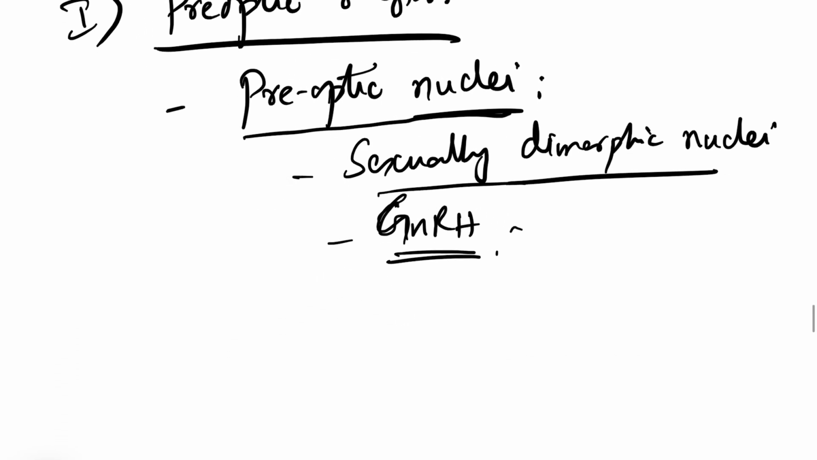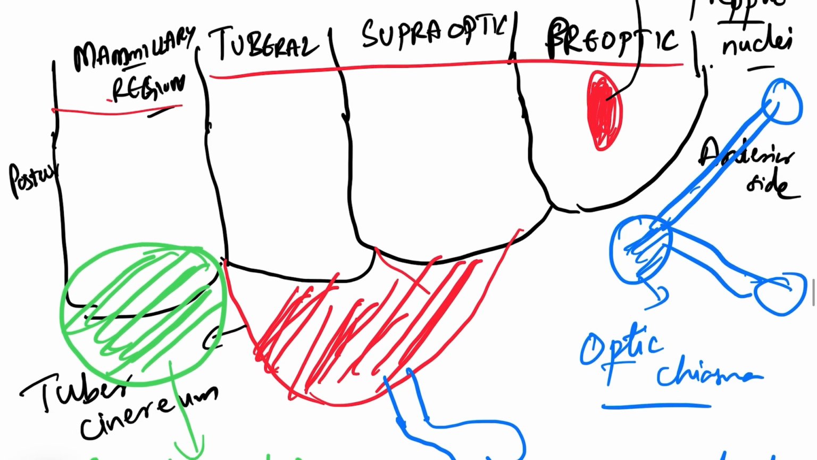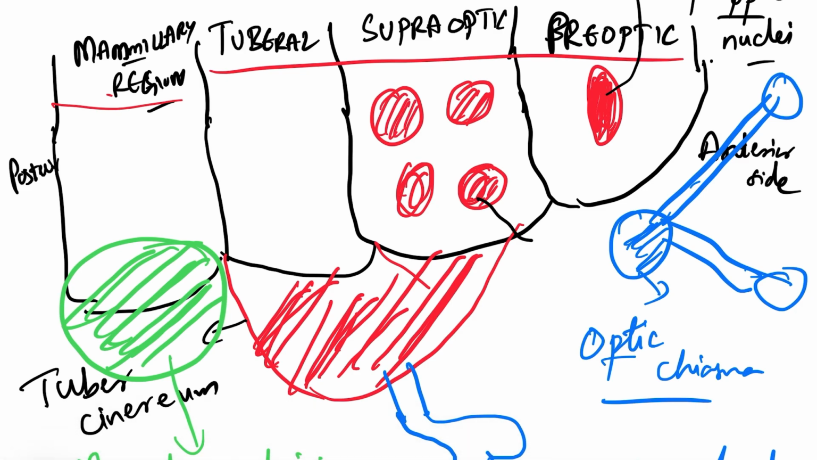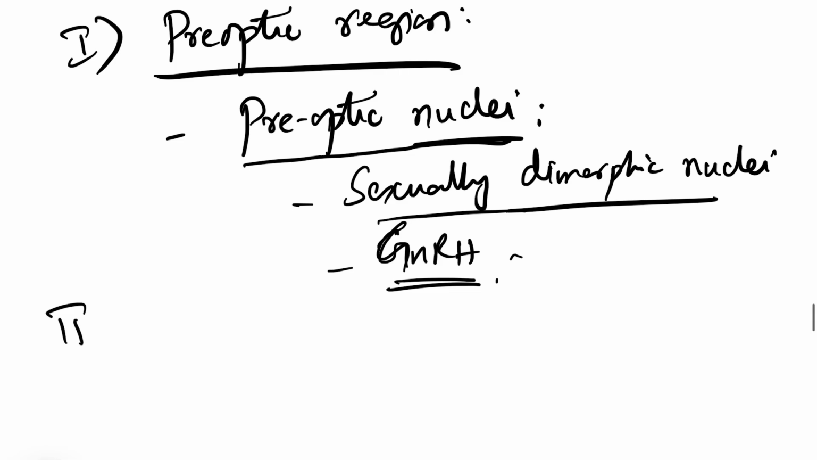Now, in the supraoptic region, there will be typically four nuclei. There may be many nuclei, but the four important ones are present. To name them, the first important one is the suprachiasmatic nuclei, in this second region, that is the supraoptic region.